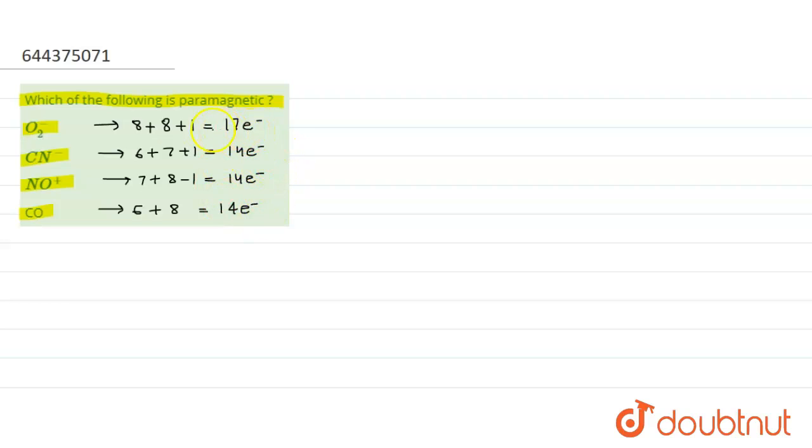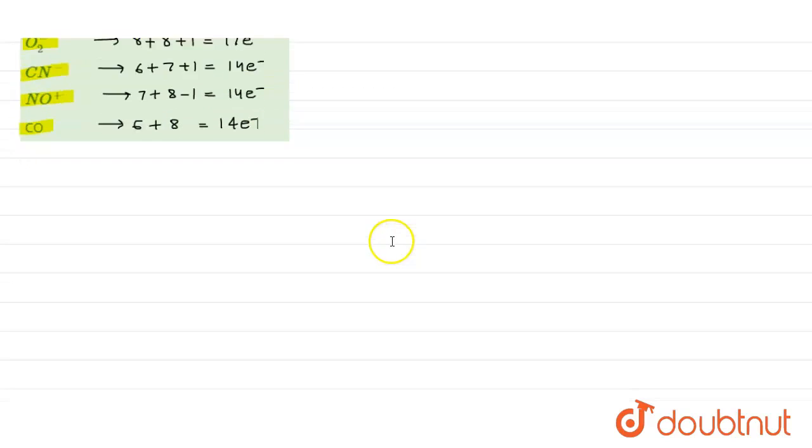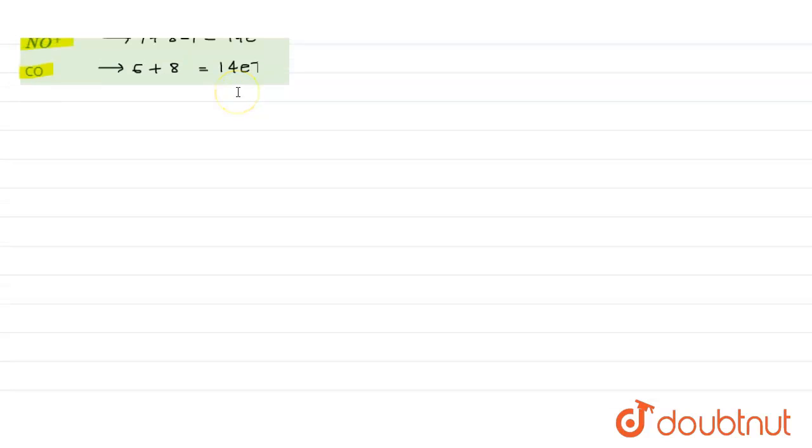orbital diagram. But before that, we just found out how many electrons are there. So we just need to find out for 14 electrons and 17 electrons. So for 14 electrons, I will draw the molecular orbital diagram.